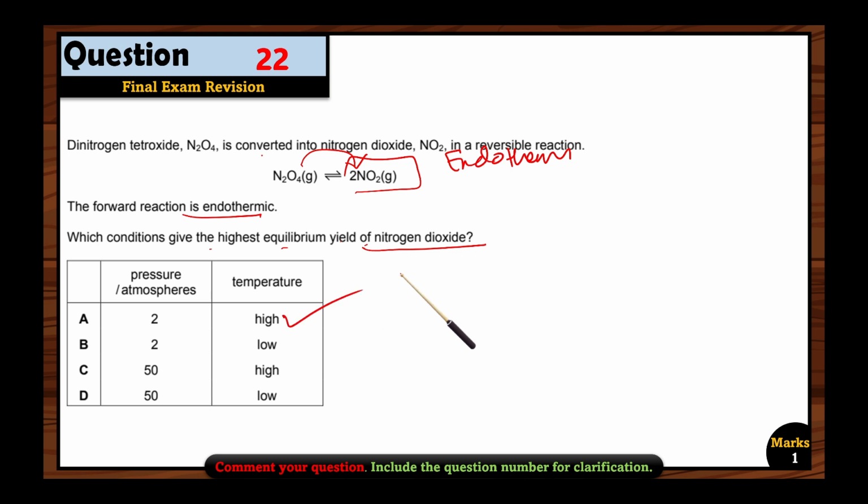And what about the pressure? The pressure should be lower because this side is more in number. So, if you decrease the pressure, then it will favor this side, because if you increase the pressure it will favor the side less in number, so you will get more reactants, and we don't want more reactant, right? We need this product, so we have to decrease the pressure. So this option is the right option, the lower pressure. Okay, so option A is the correct option.